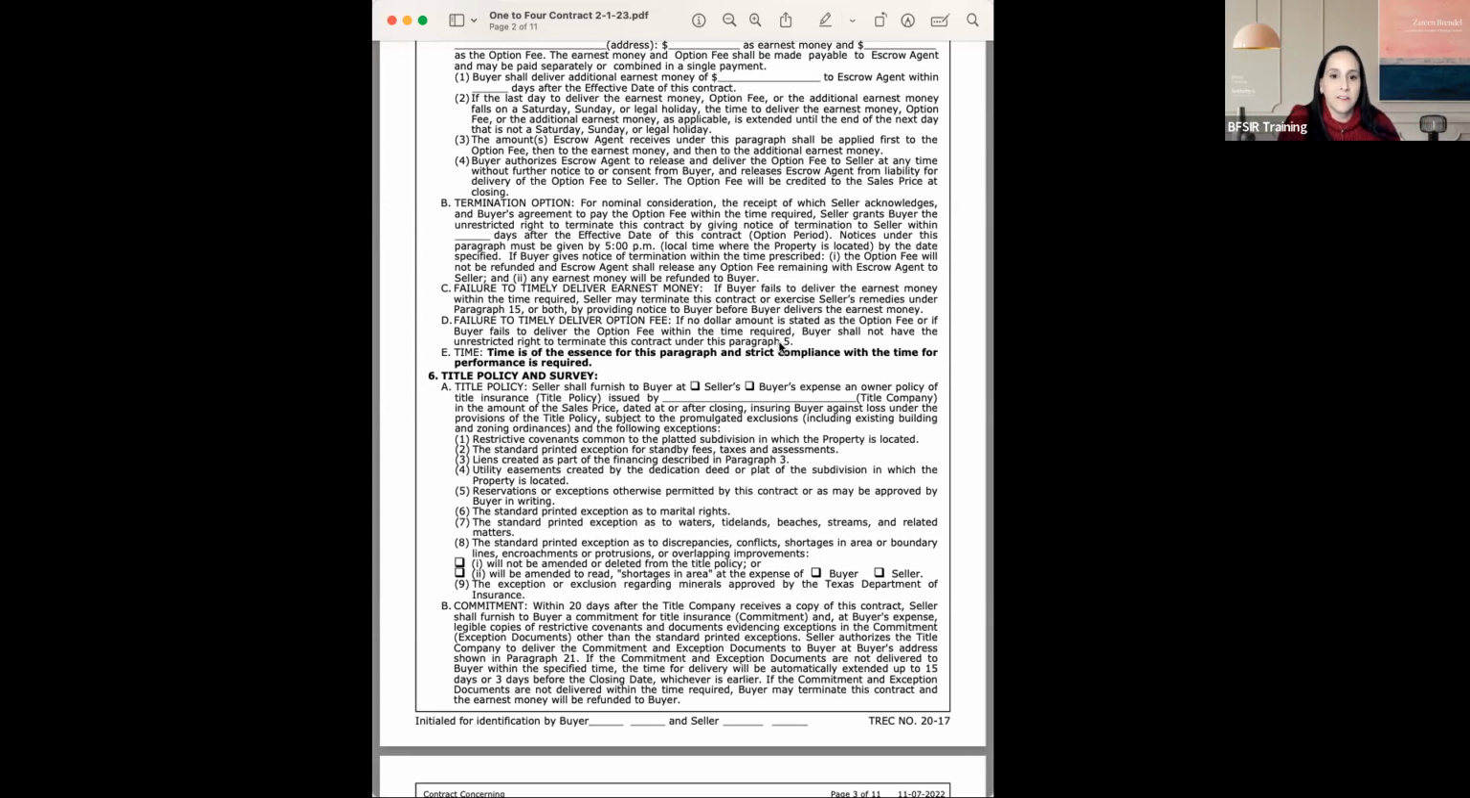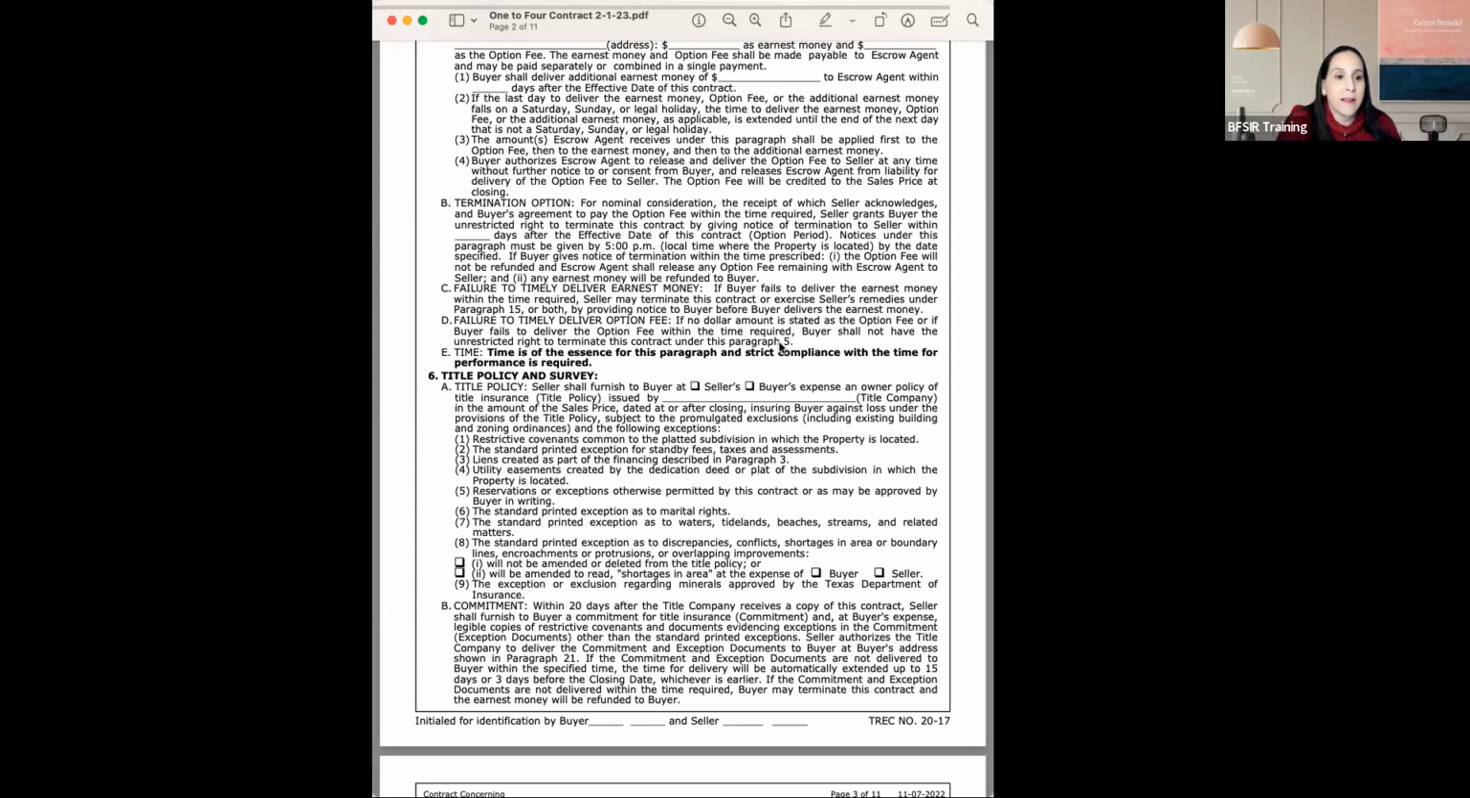Okay. So then failure to timely deliver the option fee. If no dollar amount is stated as the option fee, or if the buyer fails to deliver it within the time required, they don't have the right to terminate. That's pretty clear, right? If you deliver the option fee late, technically you don't have the unrestricted right to terminate. So that's super, super important that the option fee gets delivered on time. There's no fixing it.